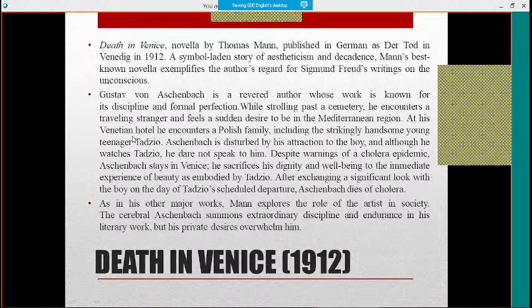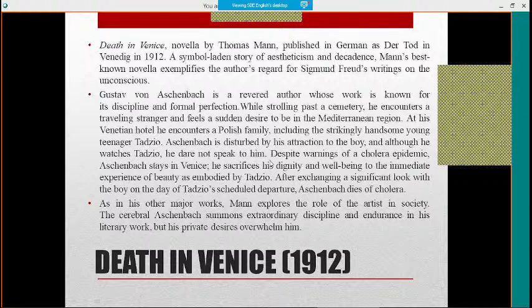He's attracted to this boy, and he watches and continuously pursues Tatsio, but he does not have the courage to speak to him. He never goes and meets or speaks to him. Venice at this time is in the middle of a cholera outbreak. There is an epidemic. Even though Aschenbach knows about it, he doesn't leave Venice because the boy is here and he wants to stay.